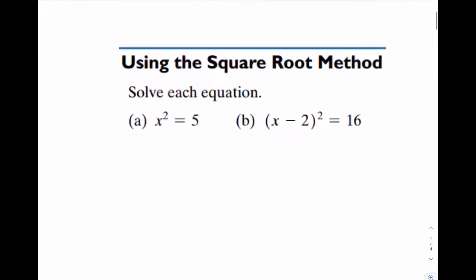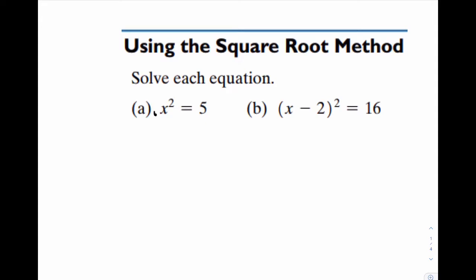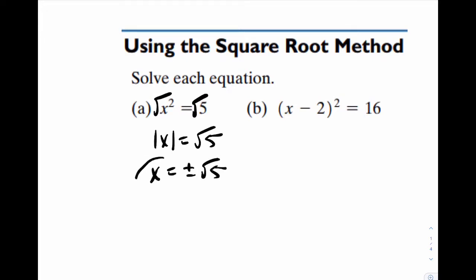Next technique is called the square root method. Now, this is easy because you guys have learned this before, but I want to show you the intermediate step that lots of people don't show. When you root x squared, recall that means absolute value of x. The root of 5 is just the root of 5. That's important to know because the absolute value is what's going to create your plus or minus situation. So right there would be showing all your steps.